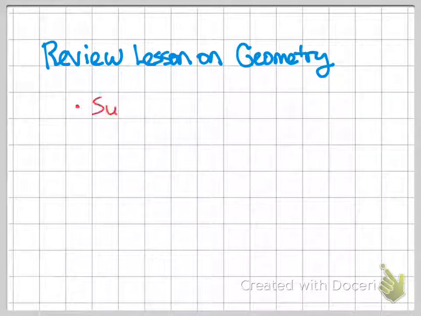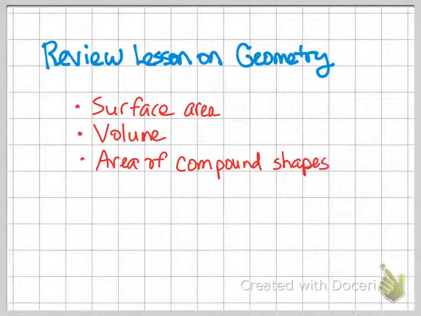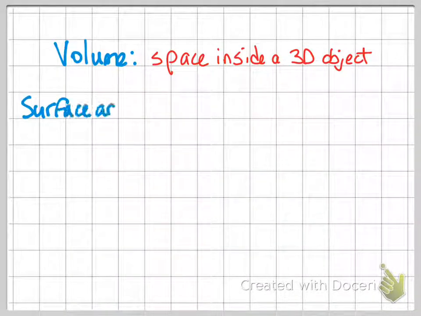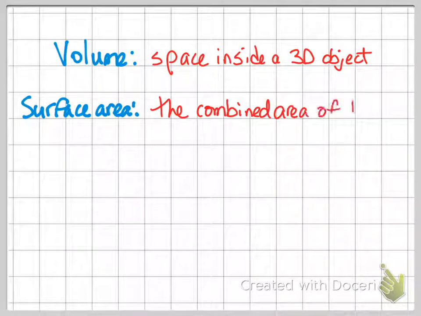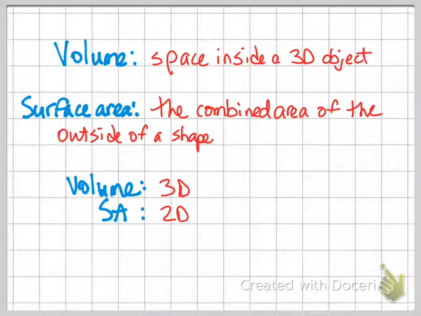Hey everybody, this is the review lesson on geometry, part 2, that talks about surface area, volume, and area of compound shapes. Like we had discussed in class, volume is the space inside a 3D object. Surface area is the combined area of the outside of a shape or figure.